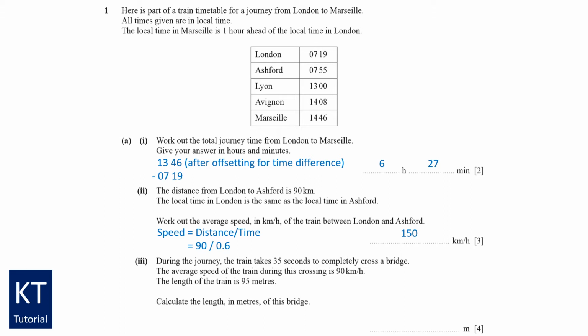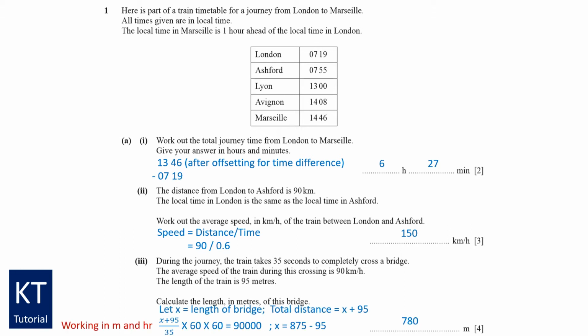The length of the train is 95 meters. Calculate the length in meters of this bridge. By letting x be the length of the bridge, the required distance is x plus 95. By mapping the distance over time with speed and working at this in meters and hours, we can solve for x being 780 meters.